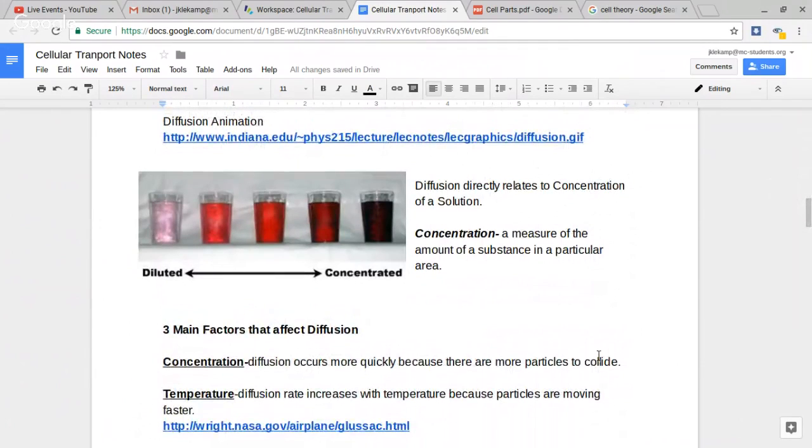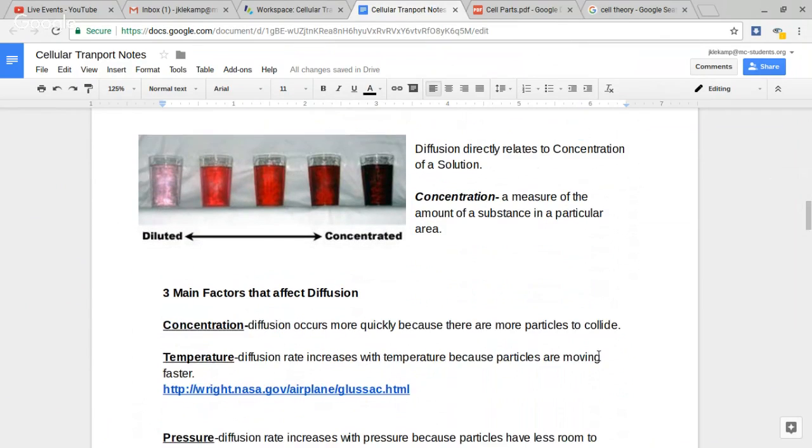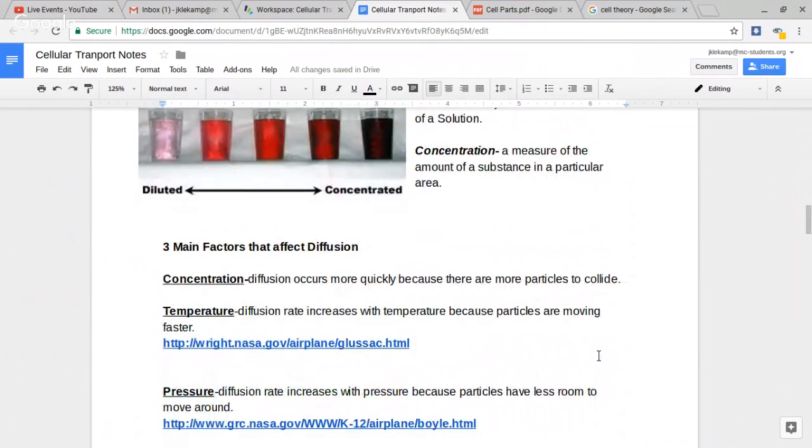When we talk about diffusion, we're really talking about concentrations also, which a concentration is a measurement of an amount of substance in a particular area. There are three major factors that affect it, concentration being the first one. For diffusion to occur more quickly, we have to have more particle collisions. So if our concentration's higher, we have more solute per solvent, which is how we measure concentration. What we get is more interaction, and it happens faster. The diffusion rate happens faster.